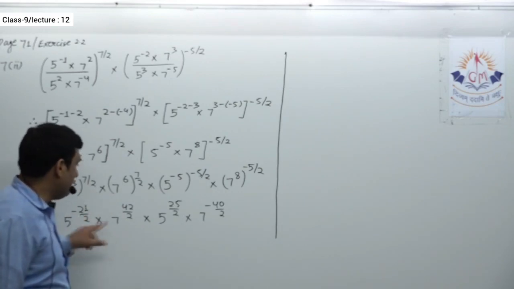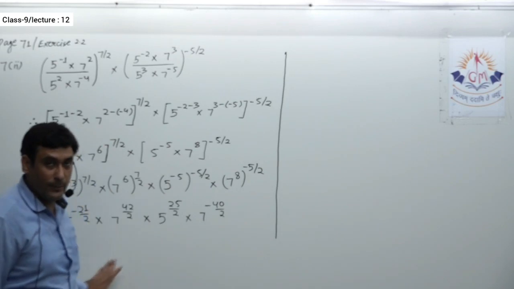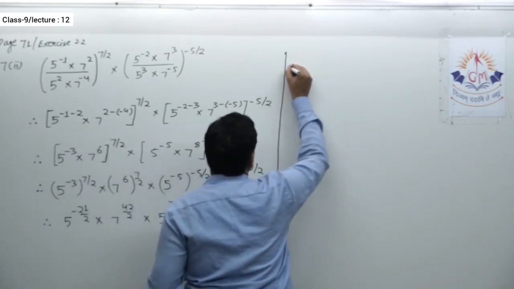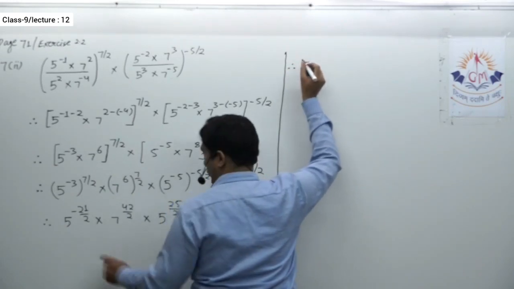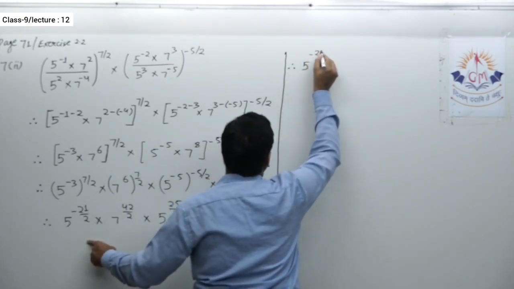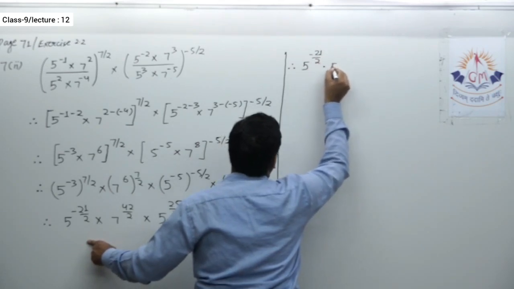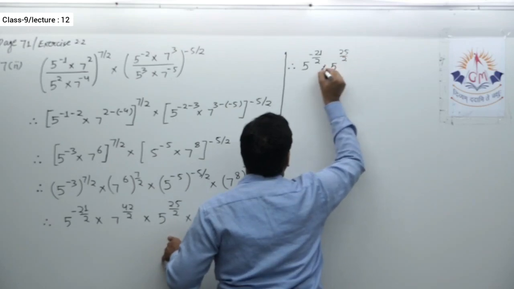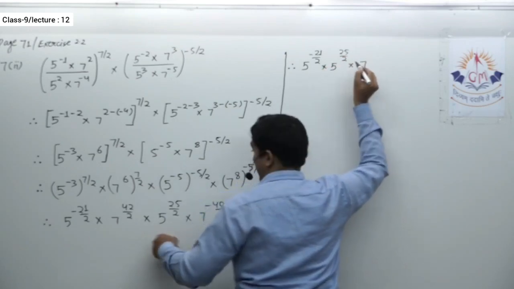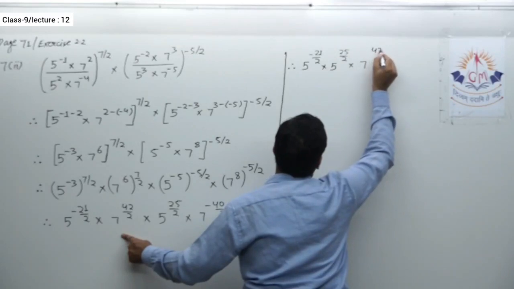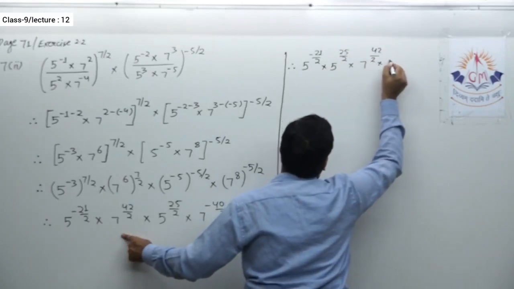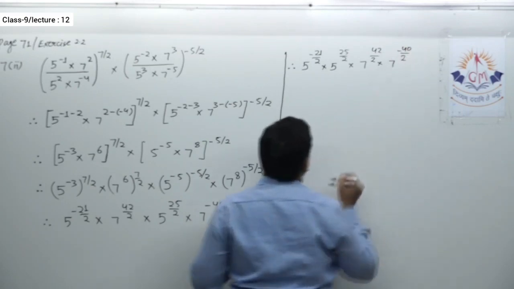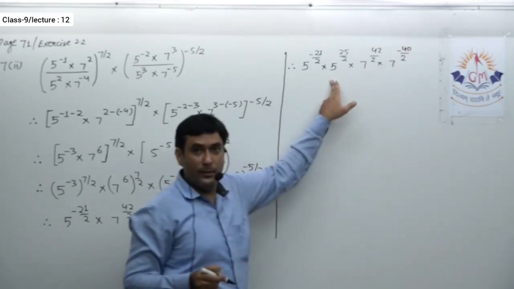Now see, this first term and this fourth term, that means these two have the same base. So here I write 5 raised to minus 21 by 2 multiplied by 5 raised to 25 by 2 multiplied by 7 raised to 42 by 2 multiplied by 7 raised to minus 40 by 2. Okay, now the bases are same, so I can add the powers.